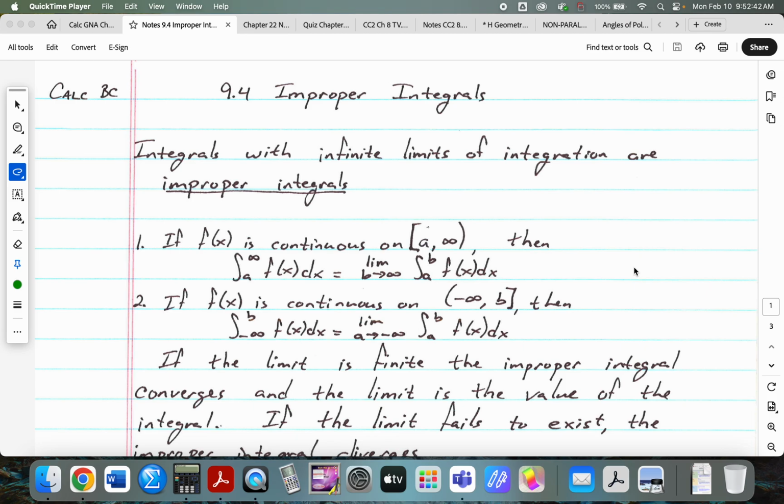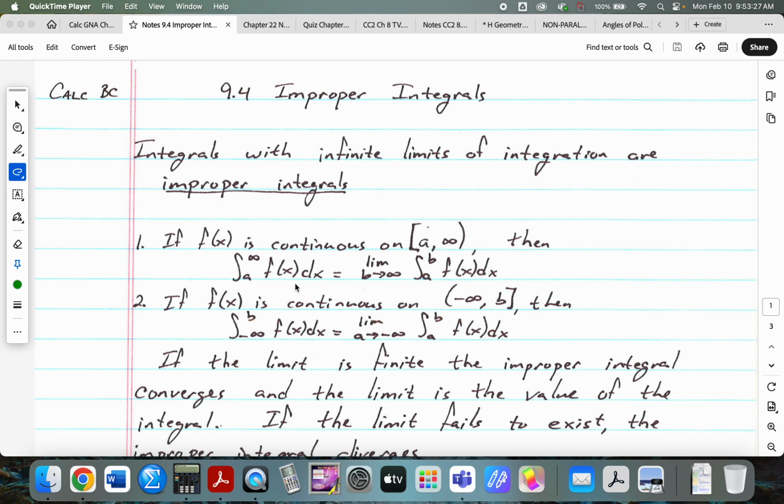And with those, what we do is pretty simple, but you do have to show the work if it's a free response question on the AP exam. If f is continuous on some interval from a to infinity, then for the integral from a to infinity of f of x dx, we come up with a variable. It doesn't matter what it is, except don't use x. But the limit is b goes to infinity of the integral from a to b of f of x dx. So you're actually doing a limit.